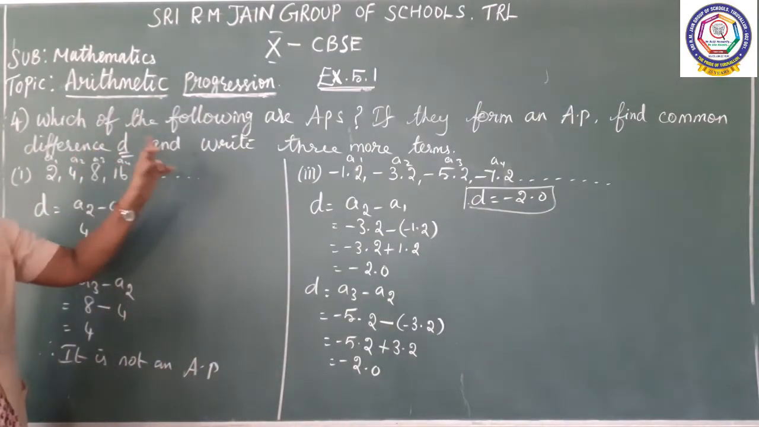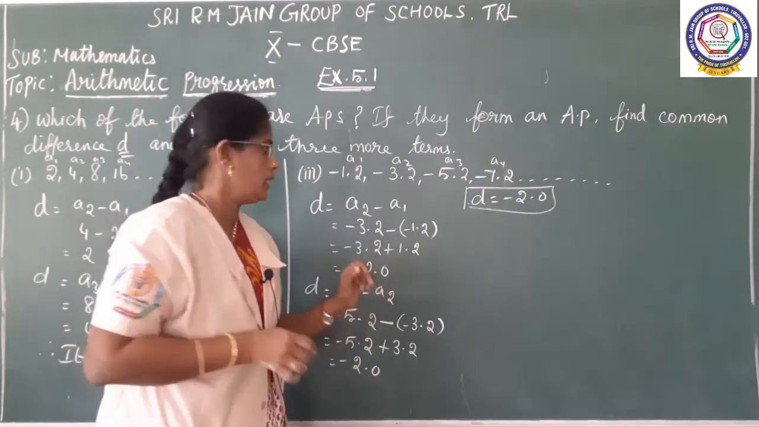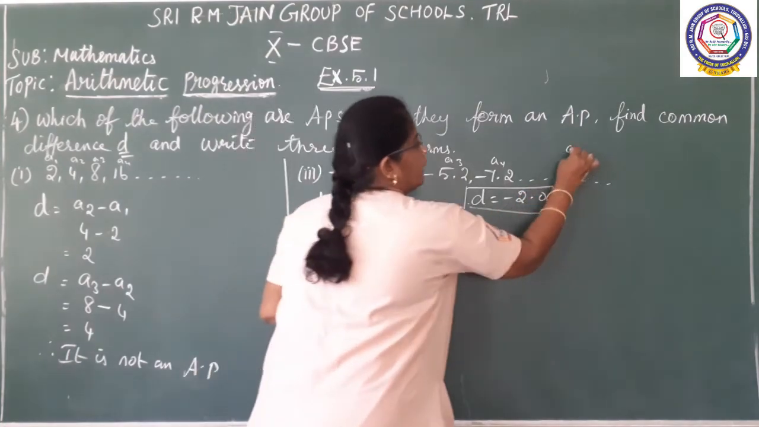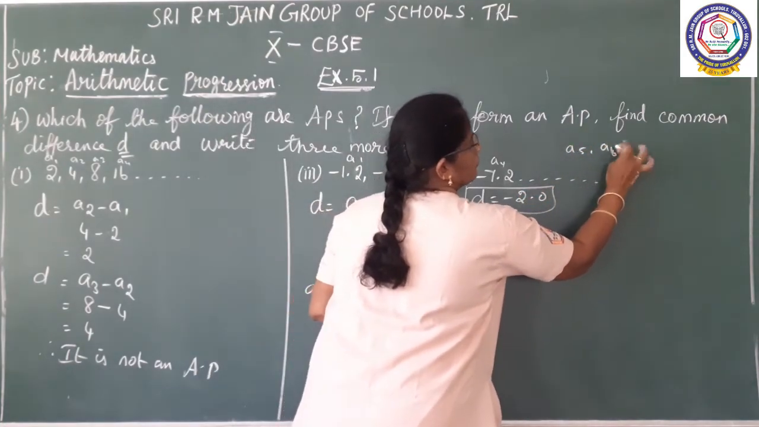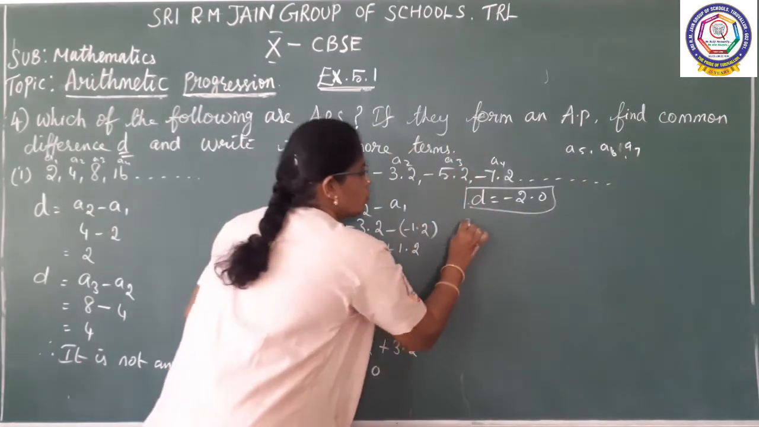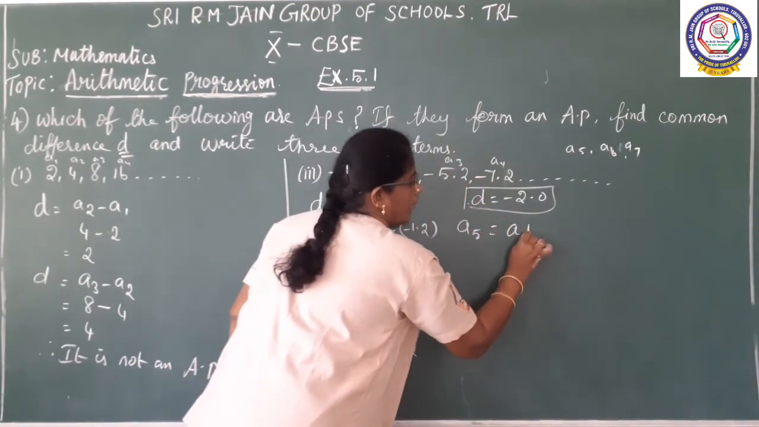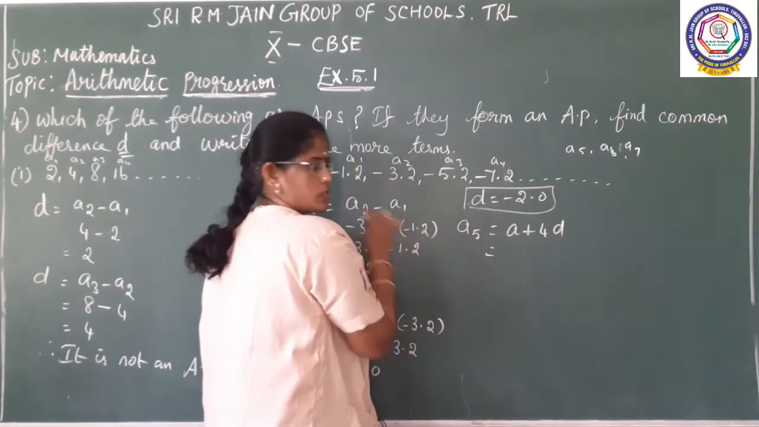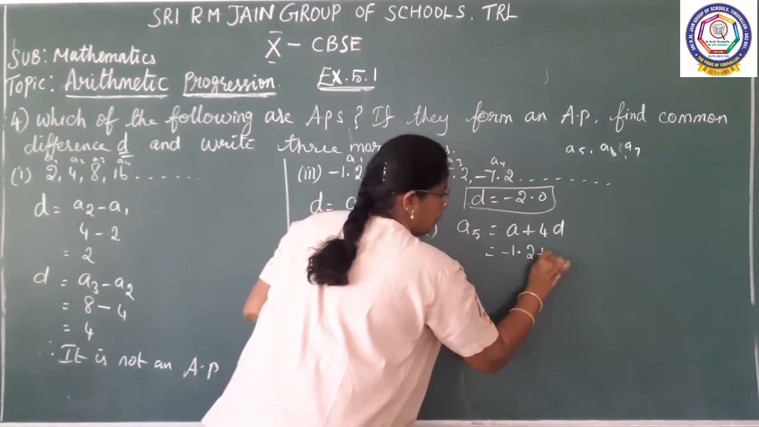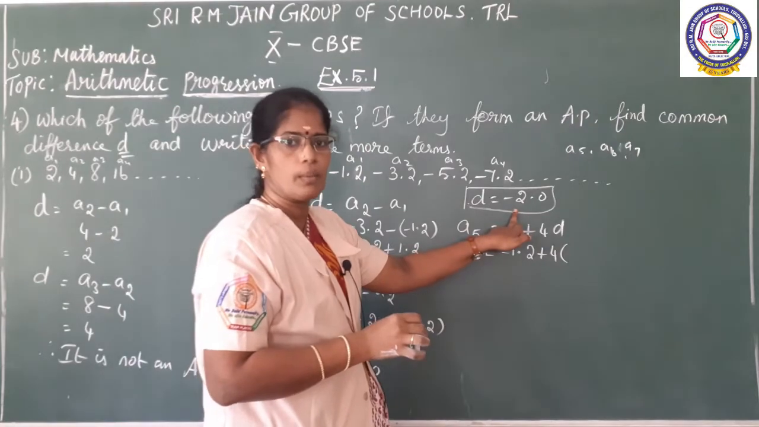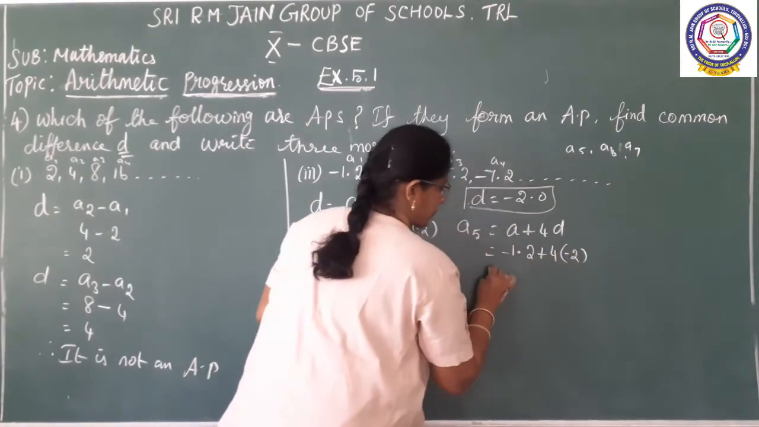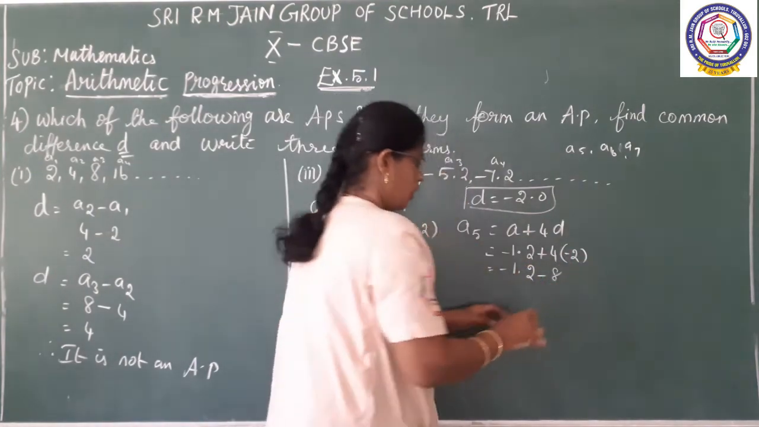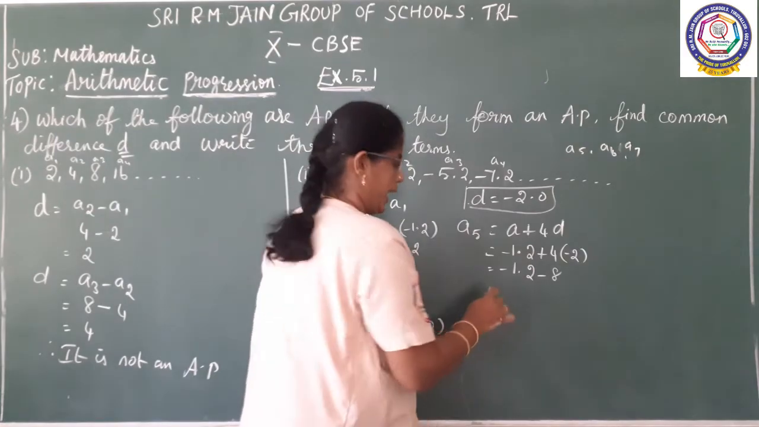They ask one more question. Write 3 more terms. This is A1, A2, A3, A4. Next 3 more terms, that is A5, A6, A7, we have to find out. So A5 can be written as A plus 4D. What is A given here? A is the first term. What is the first term? Minus 1.2 plus 4 into, what is D, the common difference we got? Minus 2. So minus 1.2 plus into minus, 4 2s are 8. Now you check, both are equal signs, means we have to add.